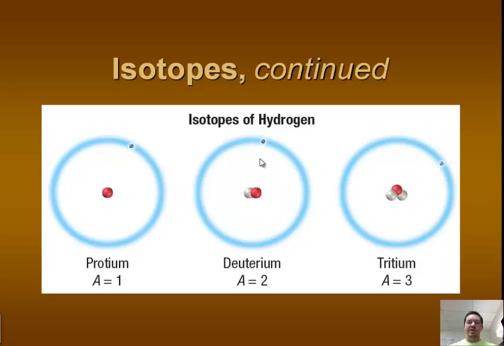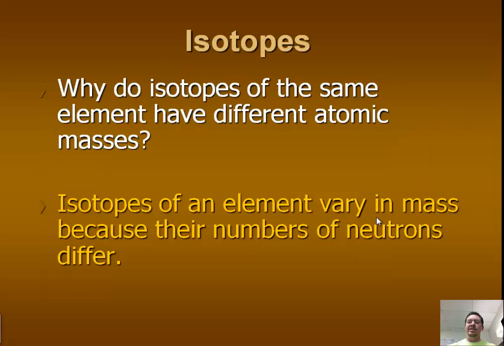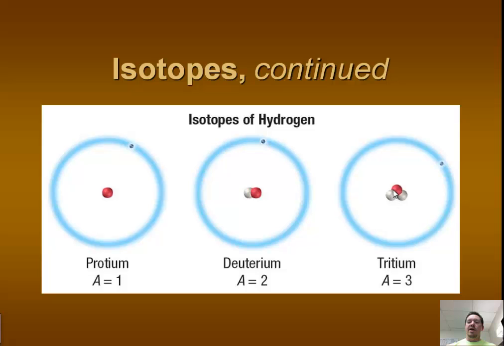So the overall charge is still neutral because we have the same number of protons to electrons, but we have a neutron now, so our mass increases by 1. And tritium here, or hydrogen 3, has an additional neutron, so we're adding yet another atomic mass unit to that atom, and we have the same number of electrons to protons, so it's still neutral.